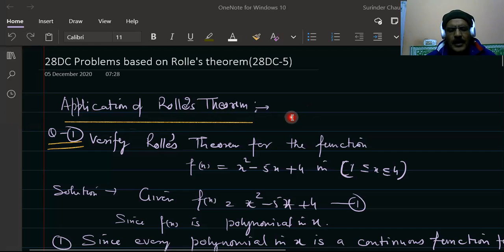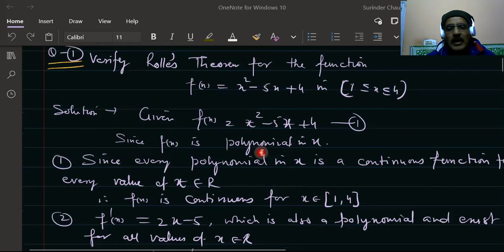Let f(x) be any function which is defined in a closed interval [a, b], a subset of the domain of that function. The first condition is f(x) is continuous in the closed interval [a, b], and f(x) is differentiable in the open interval (a, b), and f(a) is equal to f(b). Then there is a point c belonging to the open interval (a, b) such that the tangent is parallel to the x-axis.